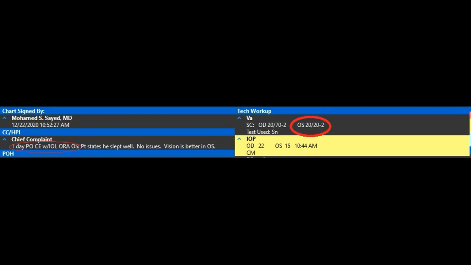The patient did achieve a very good visual outcome the very first day with almost 20/20 vision.